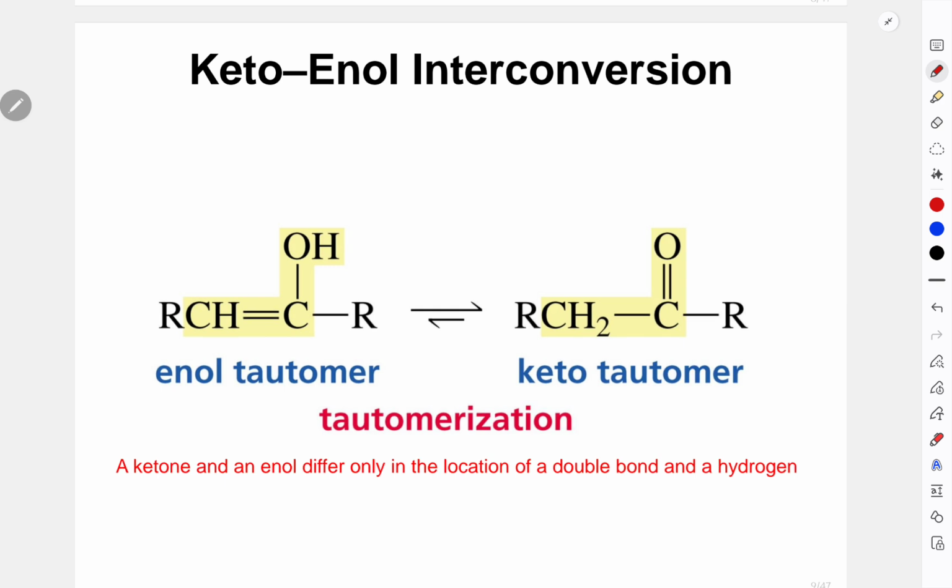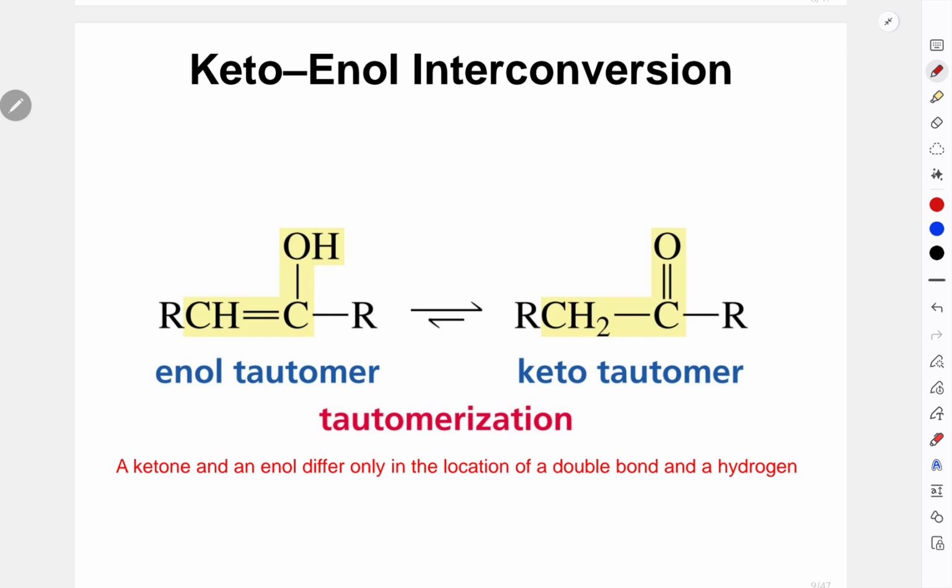And again, you have the enol on the left-hand side. The "ene" here stands for the alkene, and you have the alcohol. That's why you call this an enol in the first place. And after tautomerization, or keto-enol interconversion, this can convert into this keto form, or keto tautomer, in other words. And again, ketone and enol differ only in the location of the double bond and hydrogen.